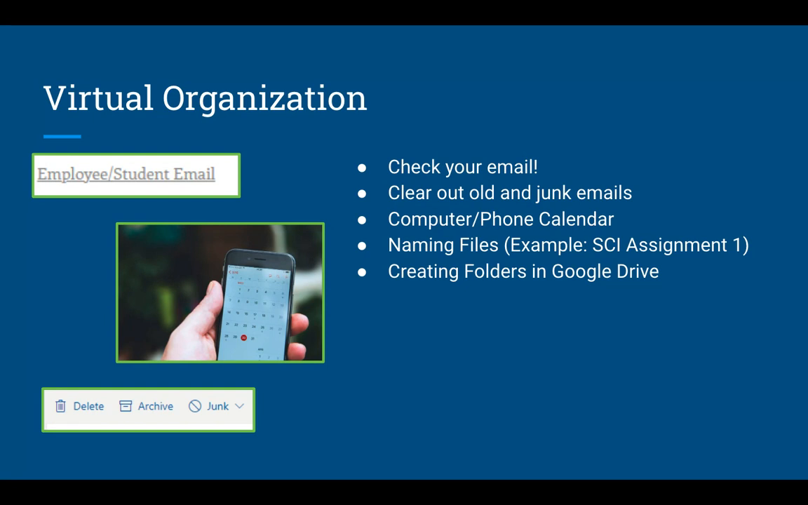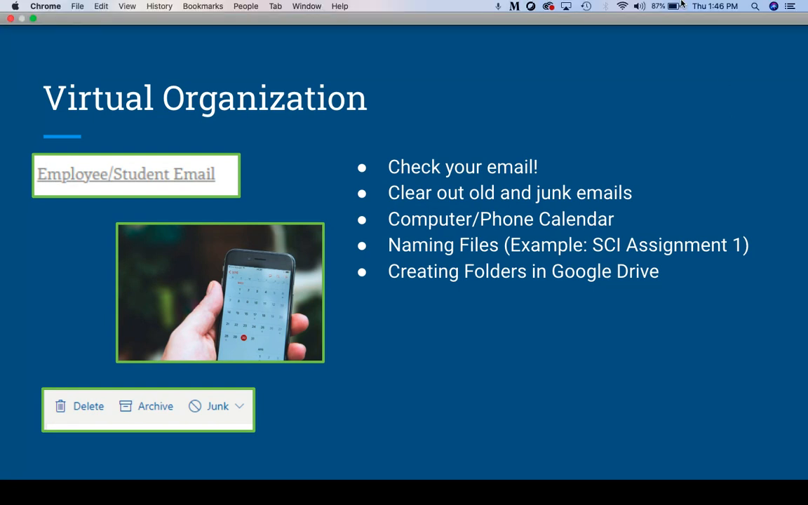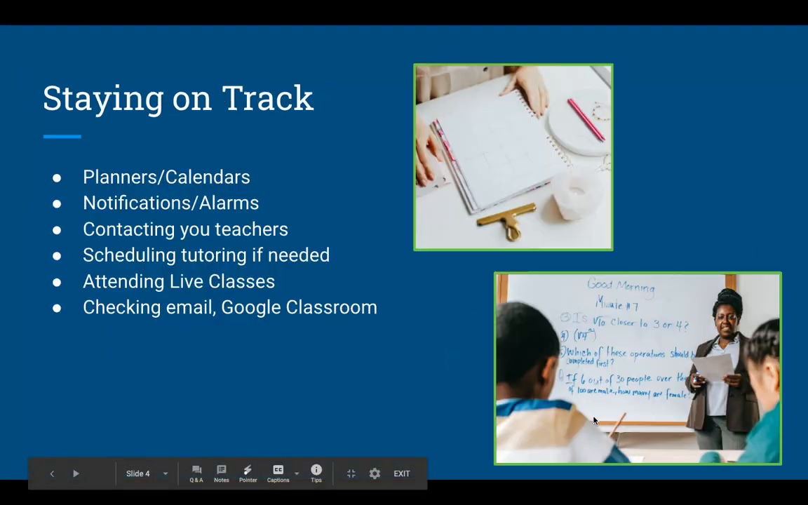It's also a good idea to consider naming files that you save to your computer, like documents and worksheets and essays or whatever you're using, just in a way that you can find them. I like to use like an abbreviated name of the class, like I used SCI here for science, and then assignment 1, whatever the name of the assignment is. Just so that if you need to pull it up, you can find it a little bit easier in your computer. And you can also create folders in Google Drive so that you can easily find things that are in your Google Drive, and I'll go ahead and show you how to do that.